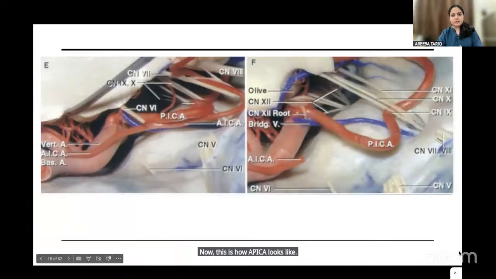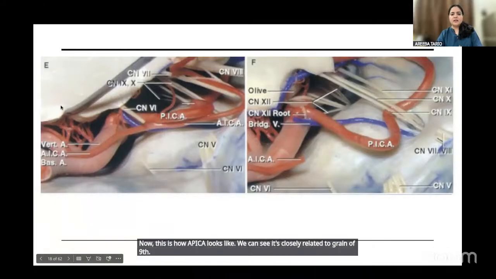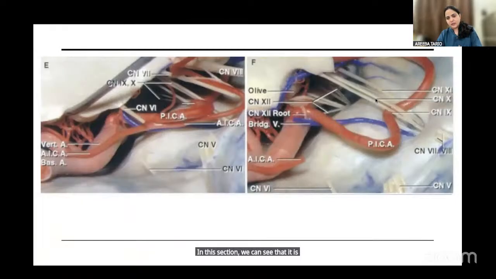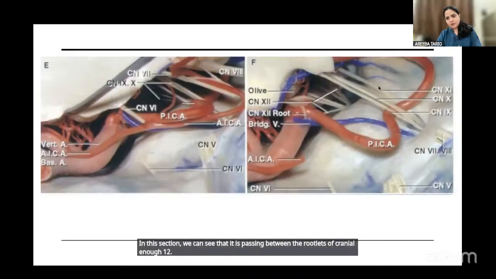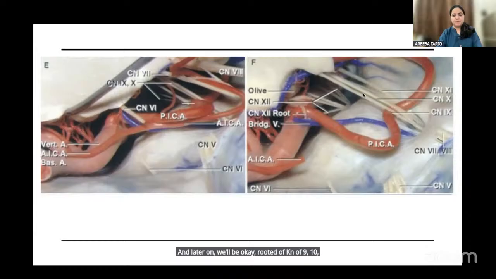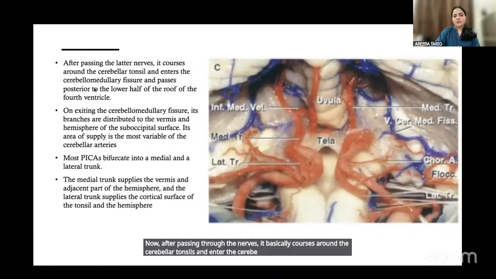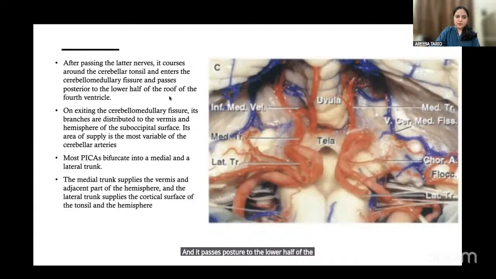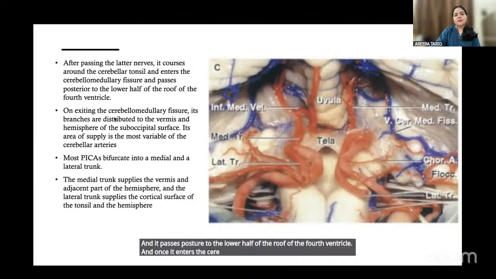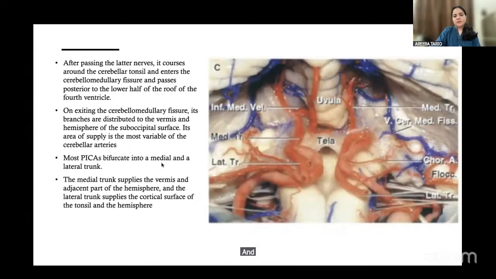We can see it's closely related to cranial nerves 9, 10, 11, and 12. In this section, we can see that it is passing between the rootlets of cranial nerve 12 and later between the rootlets of cranial nerves 9, 10, and 11. After passing through the nerves, it courses around the cerebellar tonsils and enters the cerebellomedullary fissure. The cerebellomedullary fissure is between the cerebellum and medulla oblongata, and it passes posterior to the lower half of the roof of the fourth ventricle. Once it enters the fissure, its branches are distributed to the vermis and hemisphere of the suboccipital surface. Mostly it bifurcates into a medial and lateral trunk.